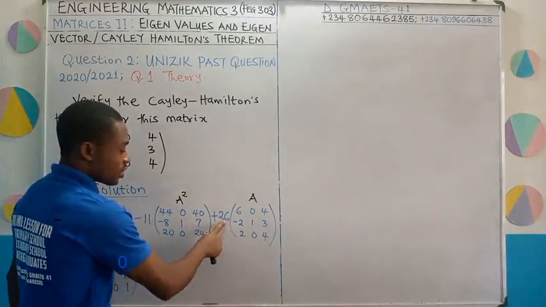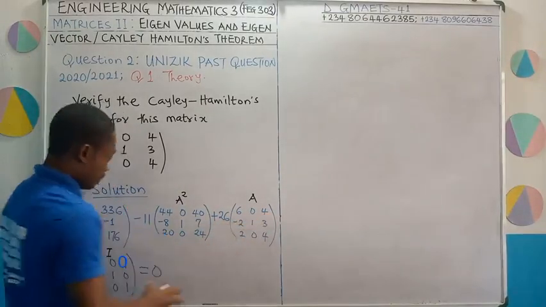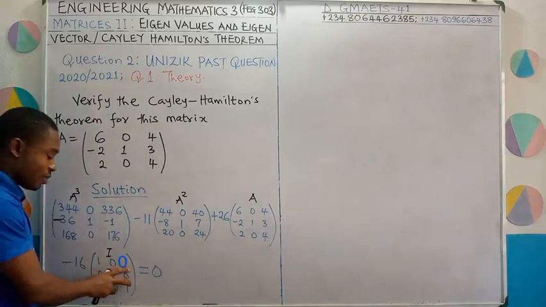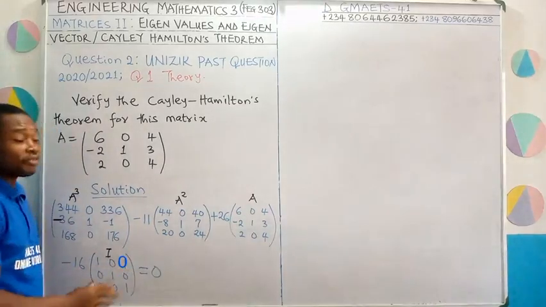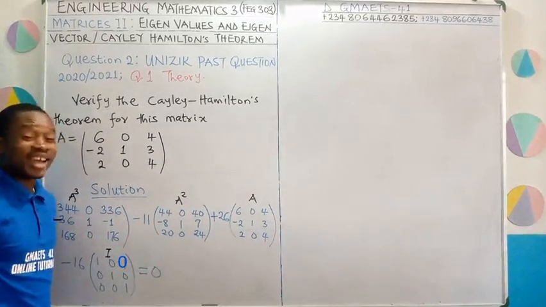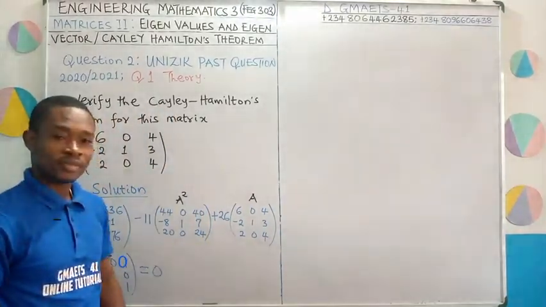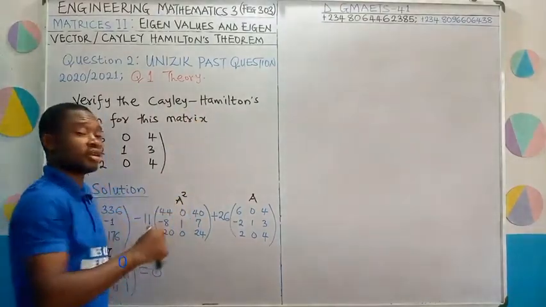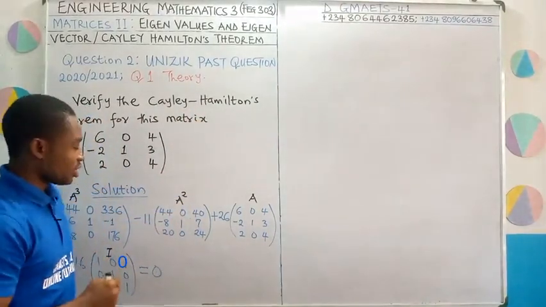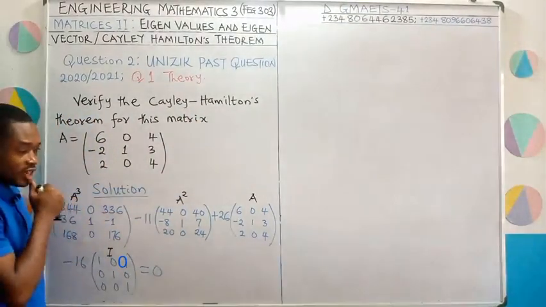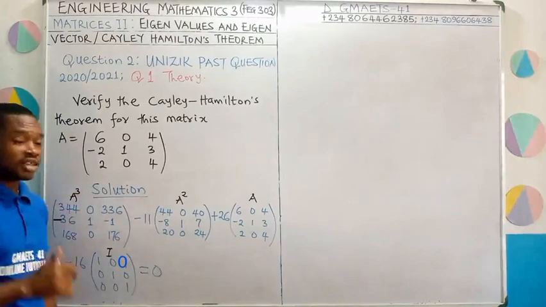Again, we're going to use 26 to multiply the elements of this matrix A. Then we'll use 16 to multiply the elements of this identity matrix. After which we simplify what we're going to get by normal addition and subtraction of matrices. And of course, according to Cayley-Hamilton's theorem, we expect that we're going to get 0 matrix after the whole simplification. So let us do that and see.